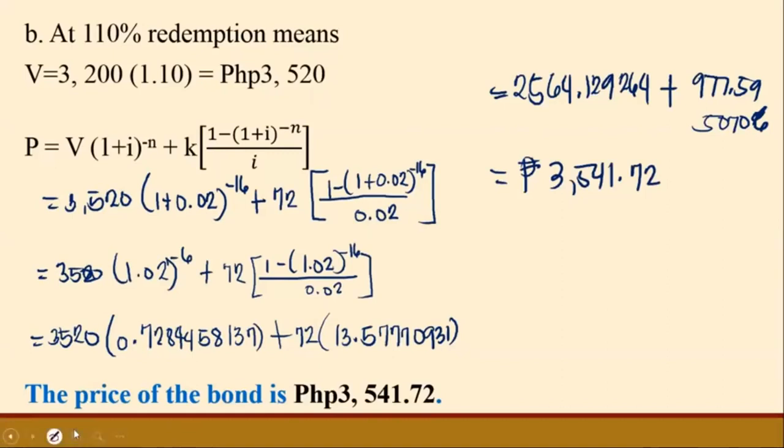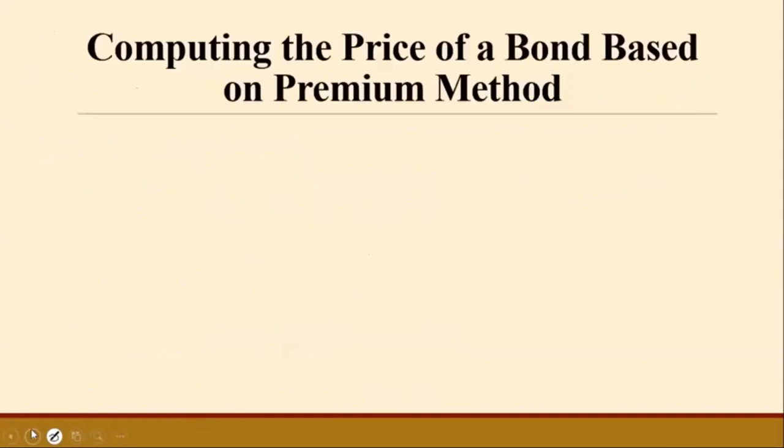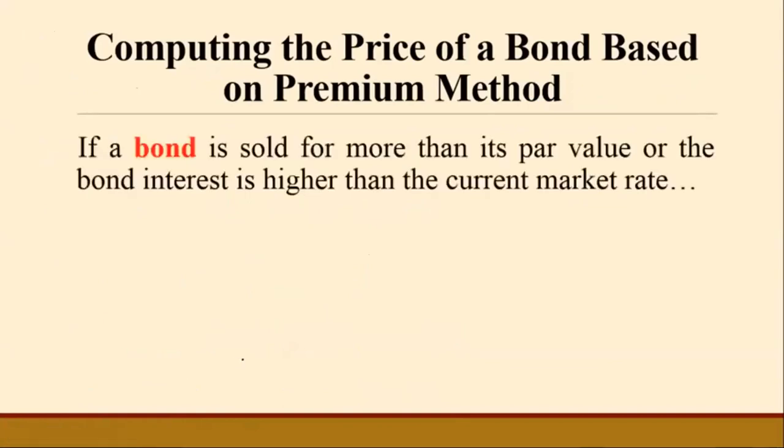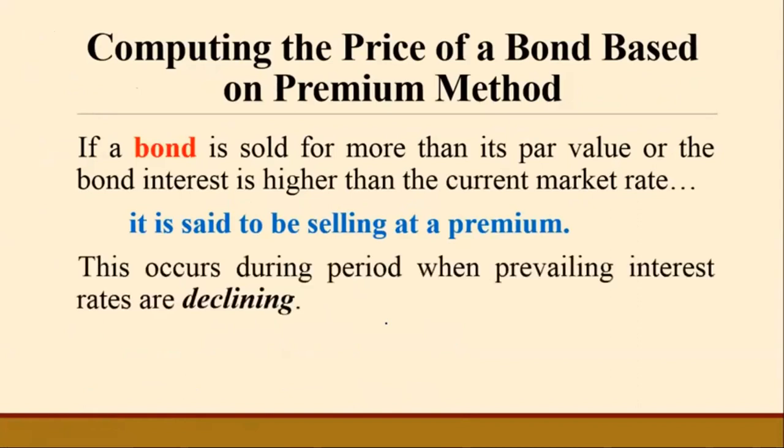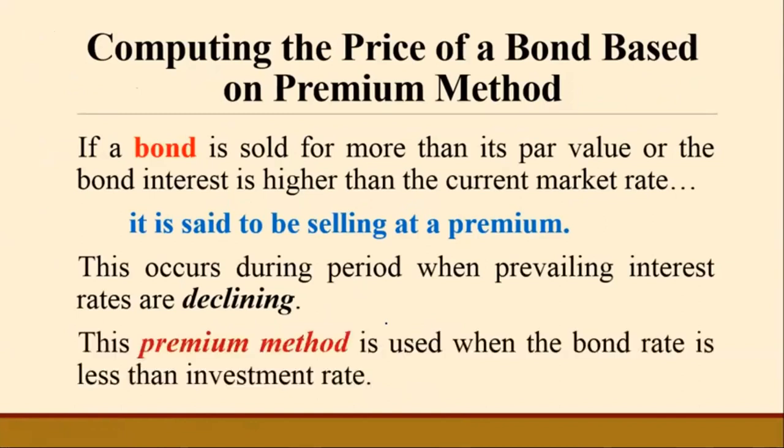Next. Computing the price of a bond based on premium method. So dito naman, if a bond is sold for more than its par value or the bond interest is higher than the current market rate, it is said to be selling at premium. So this occurs during periods when prevailing interest rates are declining. So this premium method is used when the bond rate is less than investment rate.